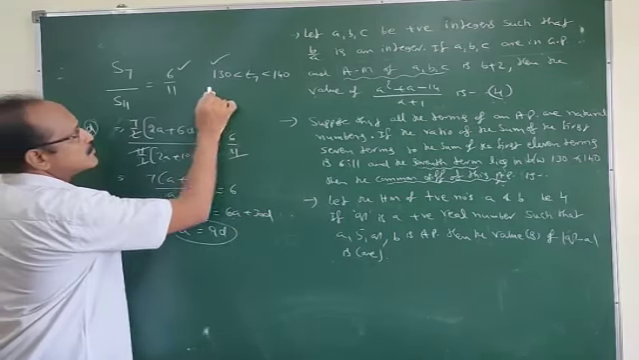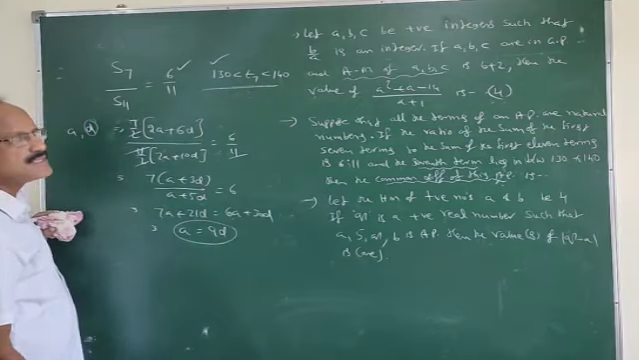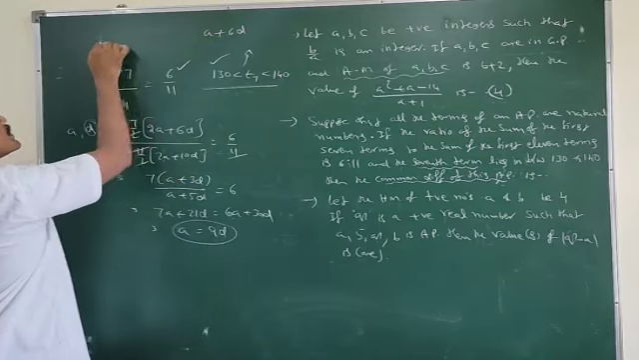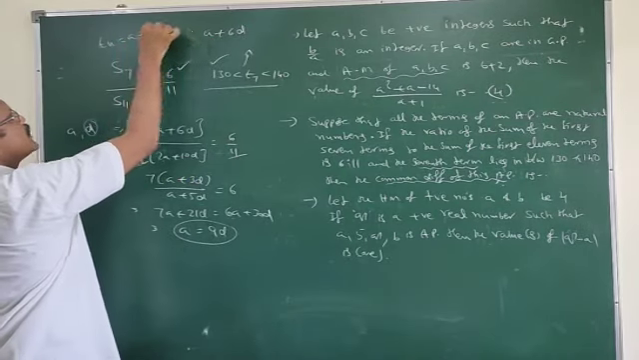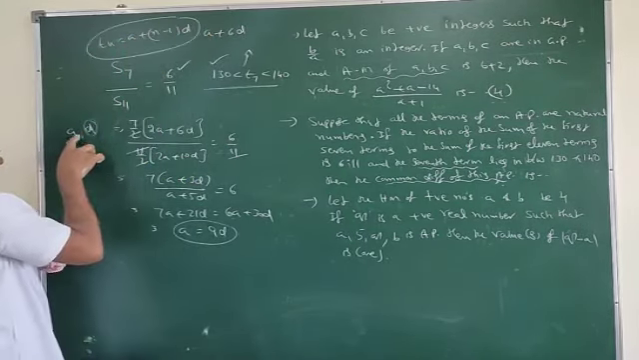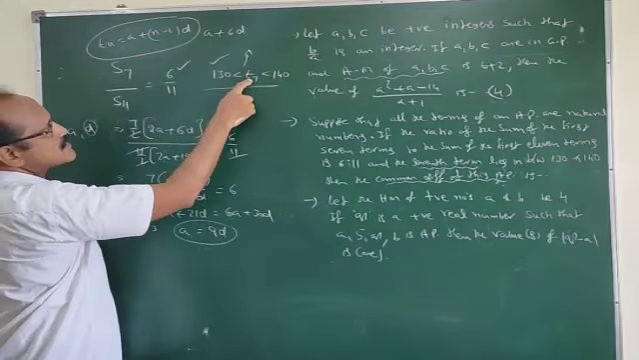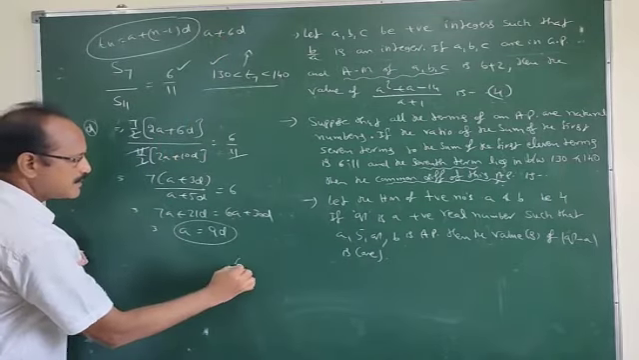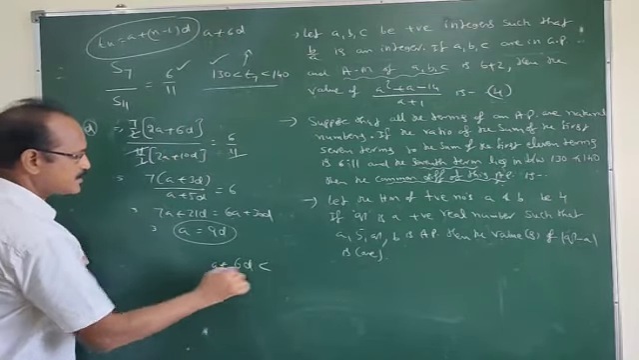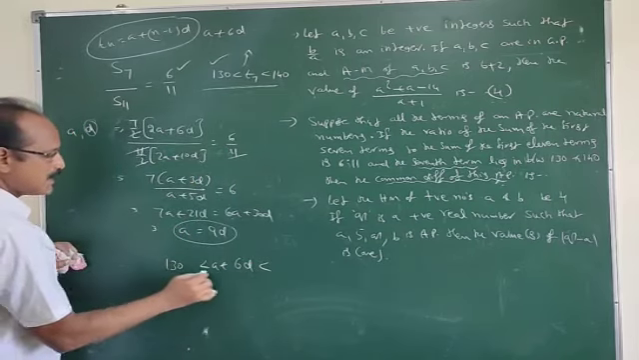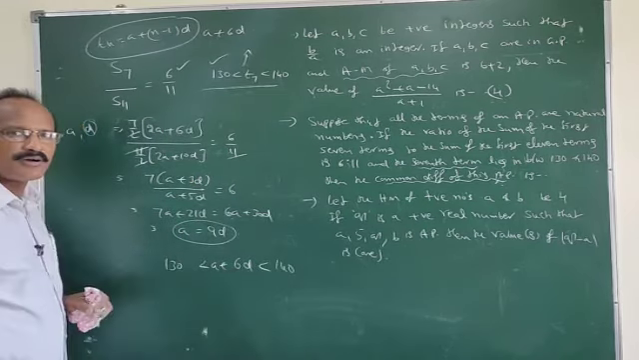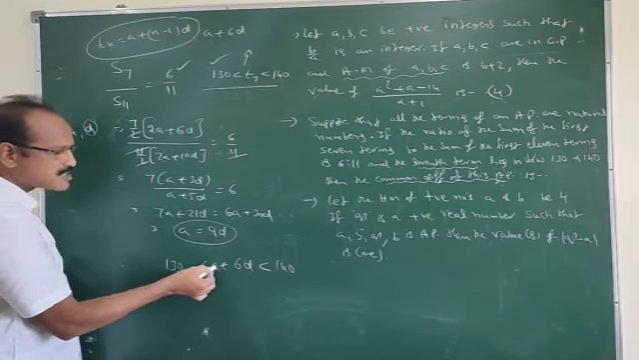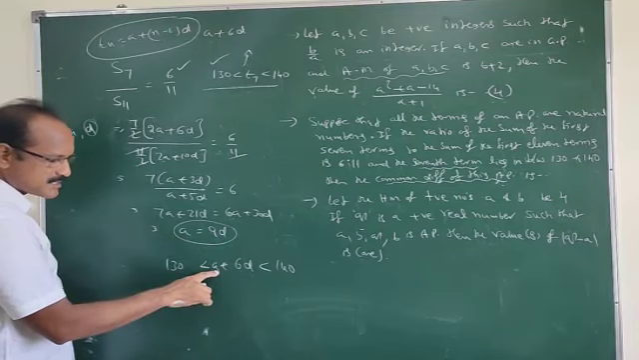Now coming to another point, T7. I am writing T7 as a plus 6d, because the nth term of an AP is a plus (n minus 1) into d, where a is the first term, d is the common difference, and n is here 7. Therefore a plus 6d lies between 130 and 140. Our aim is finding the value of d, right? That's why I am expressing a also in terms of d. That is, a becomes 9d.